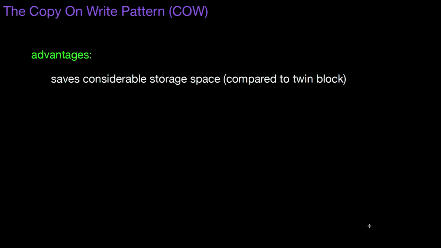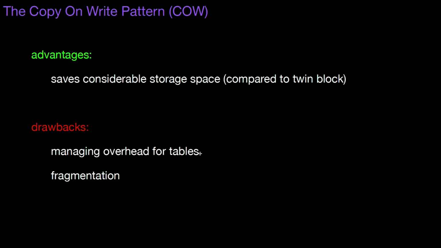So the advantages of this pattern are it saves considerable storage space, especially compared to twin block. The drawbacks are the managing overhead and the space for the indirection tables, or the maps as we called it, in shadow storage. There's a page table in virtual memory, we will get back to that in another video. And fragmentation, of course, that may happen, and that may be a problem if you get too many random accesses due to that.